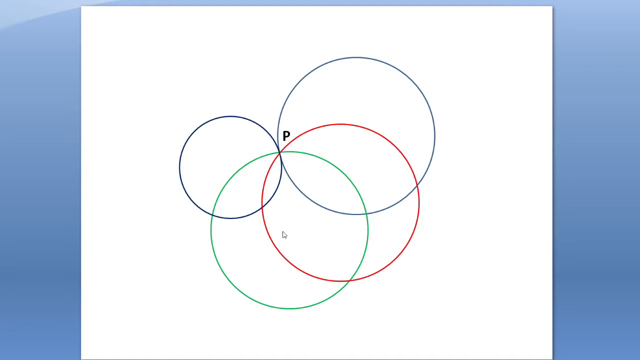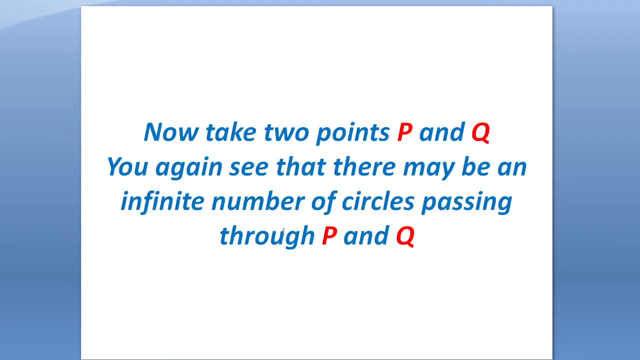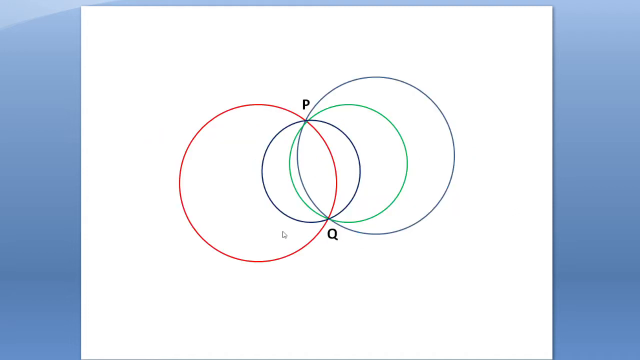See here, circle 1, 2, 3, 4 and as many as you like passing through the given single point P. So now take 2 points P and Q. You again see that there may be an infinite number of circles passing through P and Q. See here.